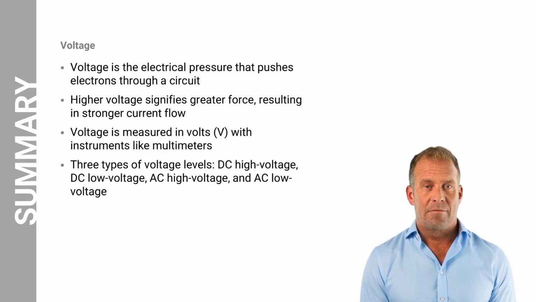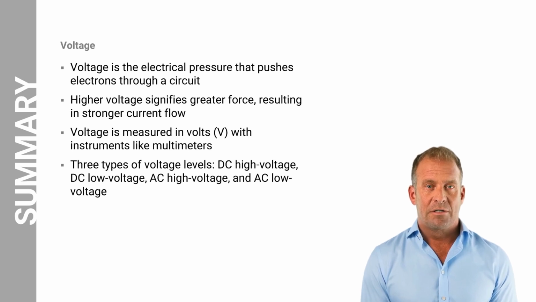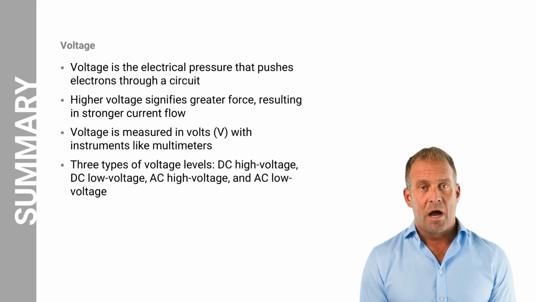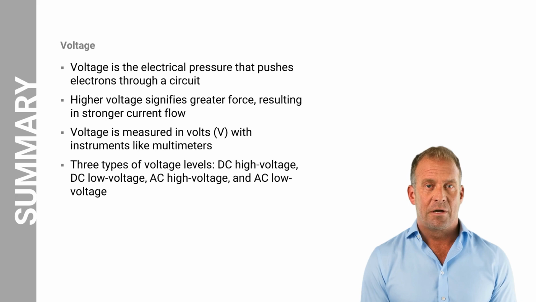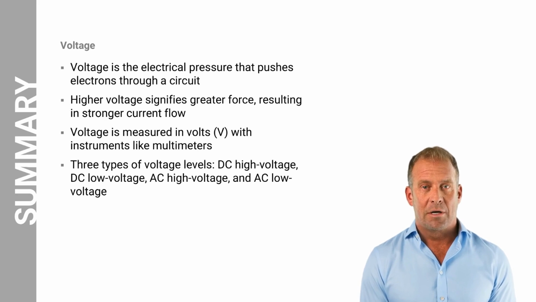Let us now recap what we have covered in this lesson on voltage. Voltage is the electrical pressure that pushes electrons through a circuit, resembles water pressure in a hose. Voltage fluctuations can signal potential problems within the vehicle's electrical system. Technicians must be able to measure and interpret voltage levels for accurate diagnosis and troubleshooting. Voltage is measured in volts with instruments like multimeters and oscilloscopes. There are 4 common voltage levels: DC high voltage, DC low voltage, AC high voltage, and AC low voltage. Ohm's law highlights how voltage is directly proportional to current and inversely proportional to resistance within a circuit. Understanding voltage is crucial prior to working on BEVs.